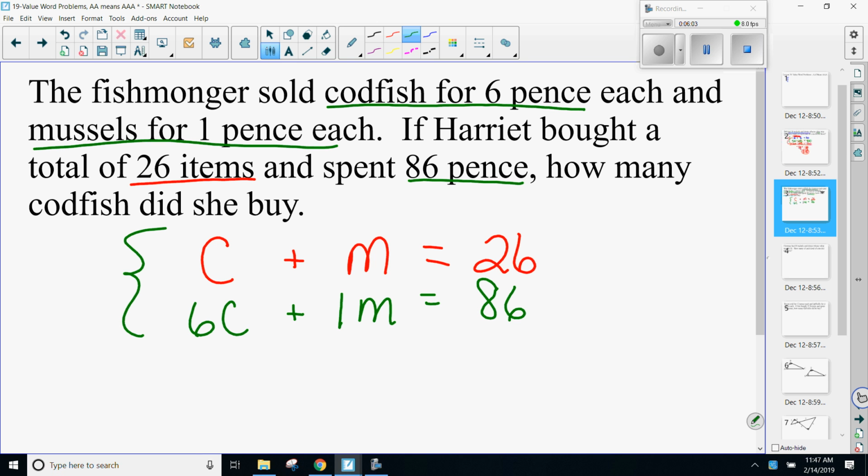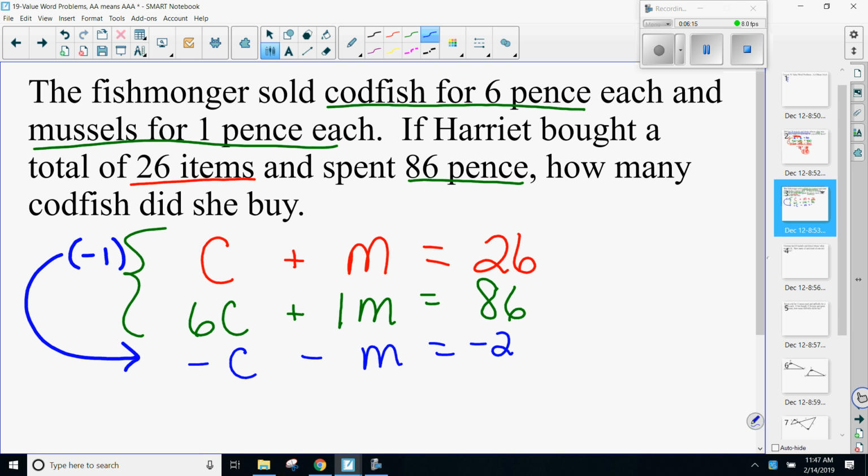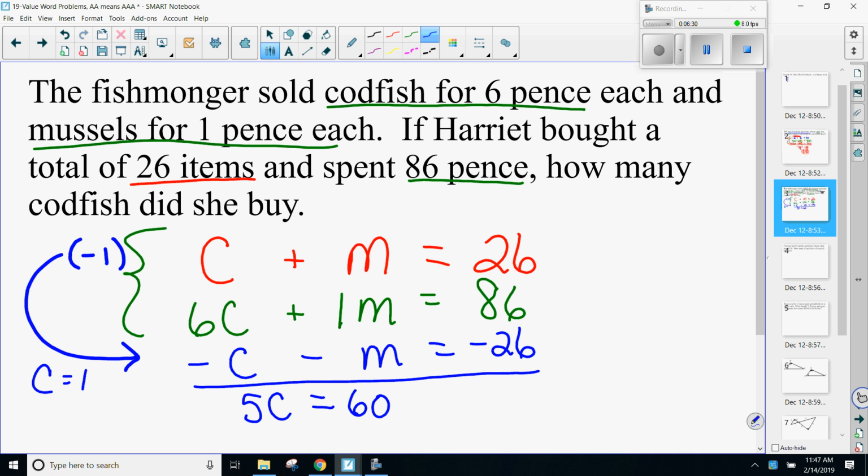Hey, elimination substitution, I would just negate one of them. So I'm going to take the top one times -1. If I take the top one times -1, I get negative c minus m equals negative 26. You see how I just write that down there? All right, so 5c equals, if you subtract, you end up with 60. So how many codfish did you buy? 12. If you bought a total of 26, how many mussels did you buy? 14.